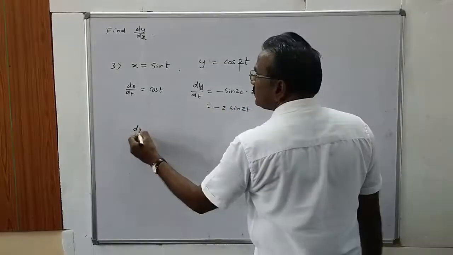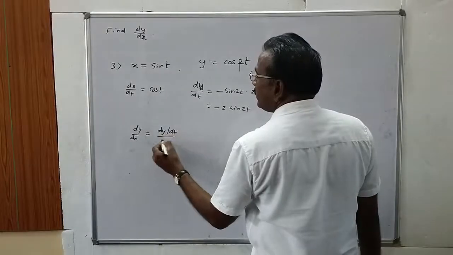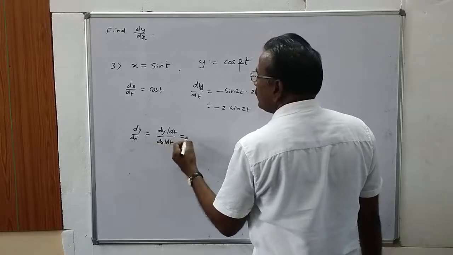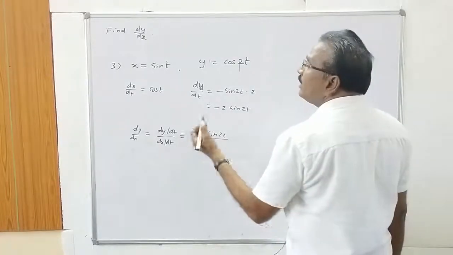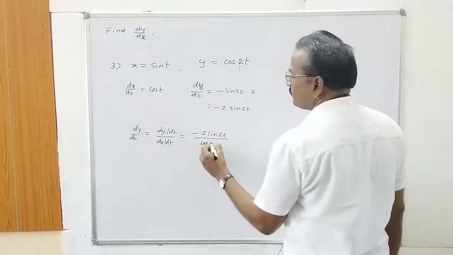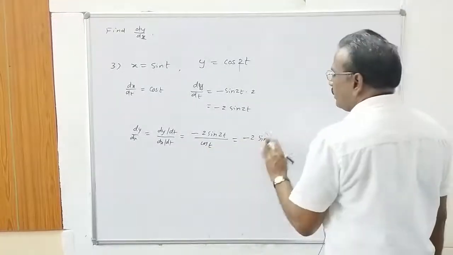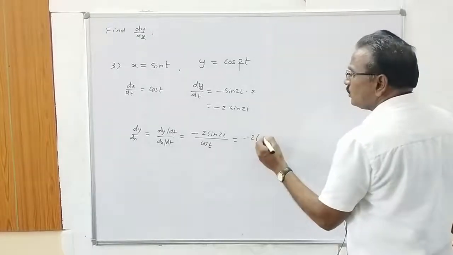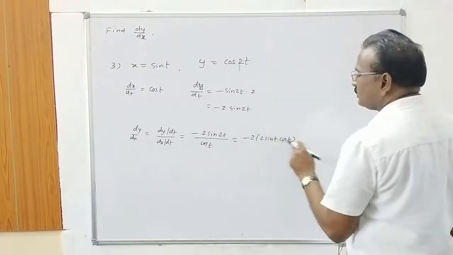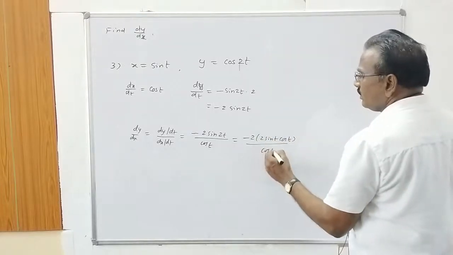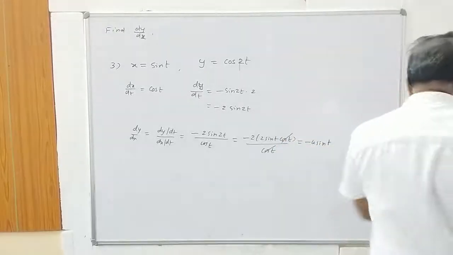Therefore dy by dx is equal to dy by dt divided by dx by dt. What is dy by dt? Minus 2 sin 2t divided by dx by dt, which is cos t. Now sin 2t is equal to 2 sin t into cos t, by the formula sin 2x is equal to 2 sin x into cos x. Divided by cos t, the cos t cancels. That is minus 4 sin t. That is the dy by dx value.